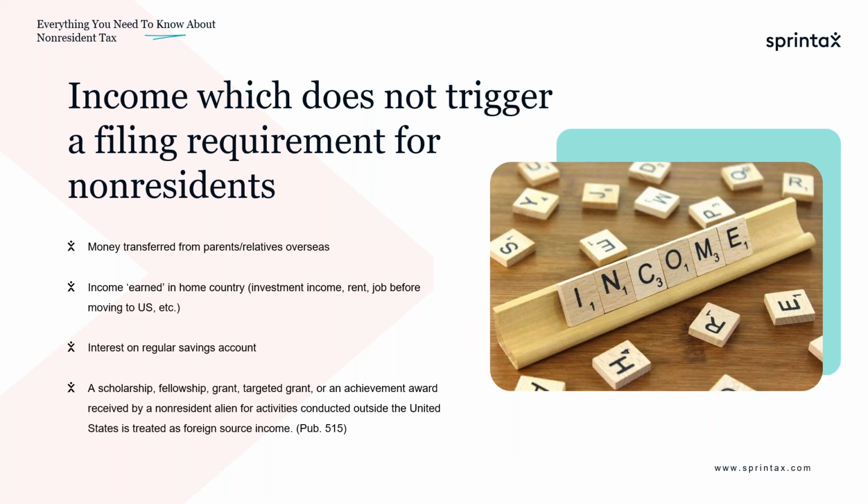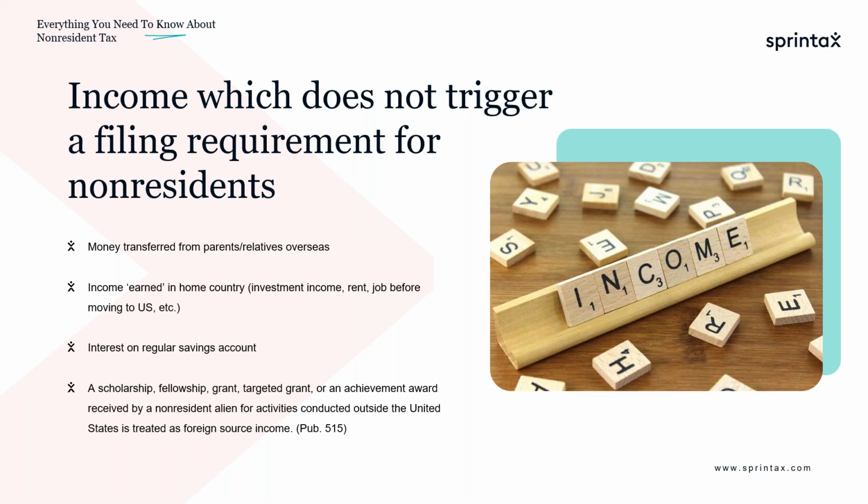This is a common question we get from a lot of J1 visa holders. What income does not trigger a filing requirement for non-residents? So the first is money transferred from parents and relatives overseas. If you receive money from a parent or a relative from overseas, from your home country perhaps, to assist you with the cost of living when you're in the US, generally as that's coming from outside the US, it's typically going to be considered foreign sourced income, and as a non-resident for tax purposes, you're generally only taxed on and required to report your US sourced income, and as a result, it shouldn't trigger a filing requirement for non-residents in the US.